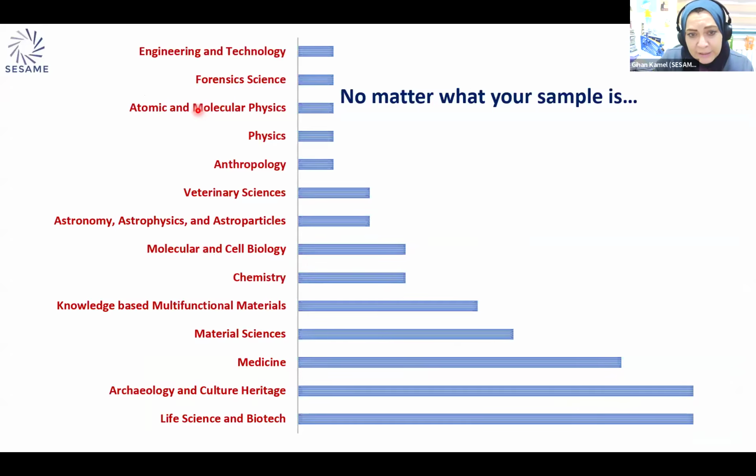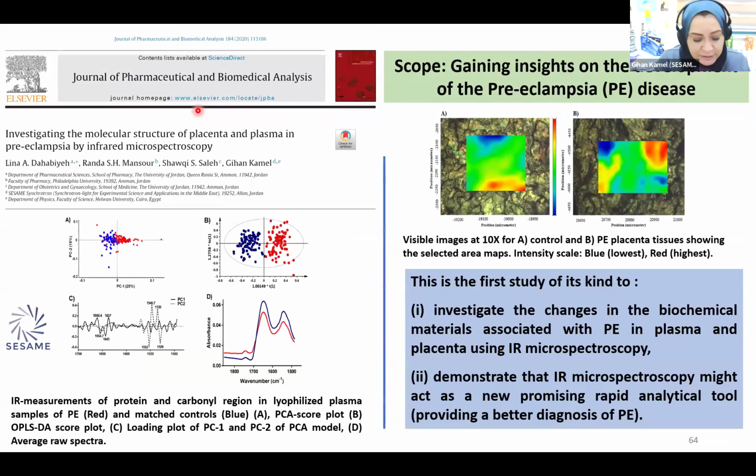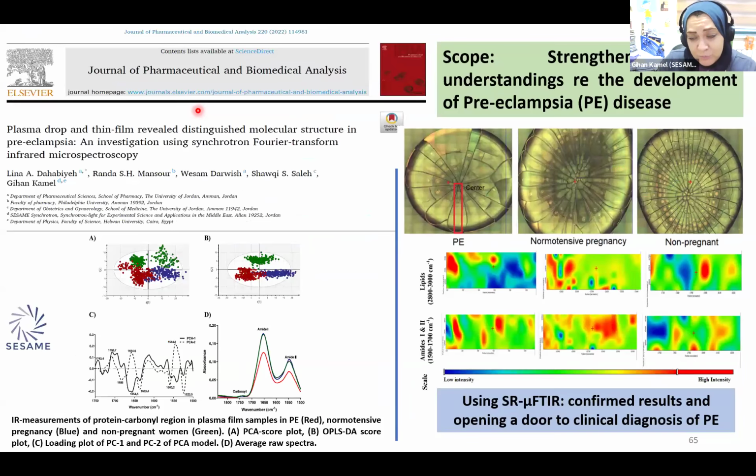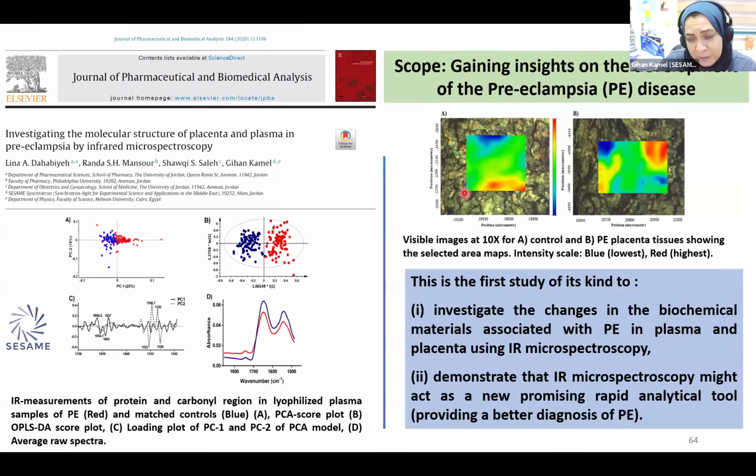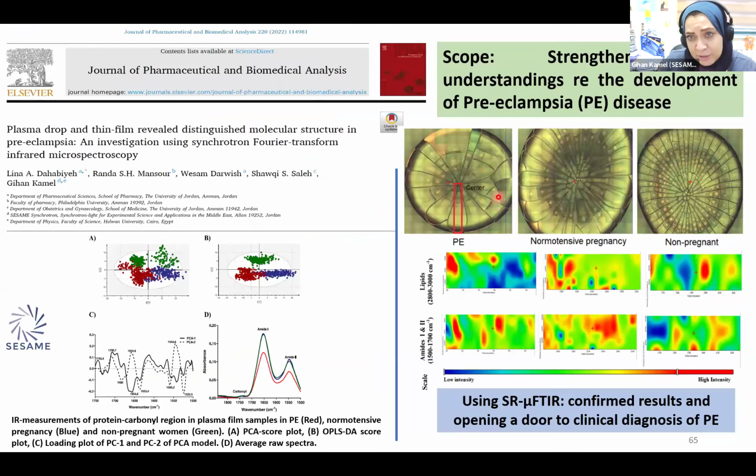I take you quickly now to some examples in the last minutes of this presentation. So, for example, we had a lot of experiments on life science. This was an experiment on placenta and plasma for the preeclampsia disease. So this one, we studied the placenta tissues. Here we studied the plasma of the blood in this investigation of preeclampsia.